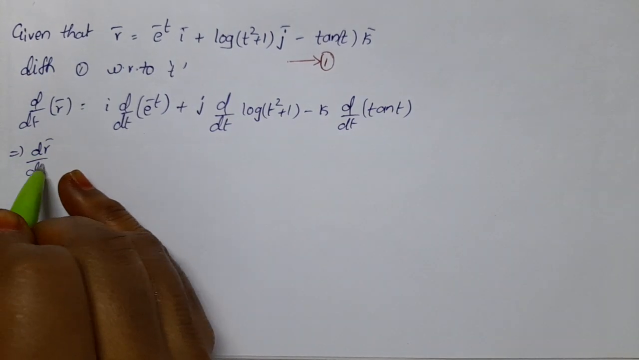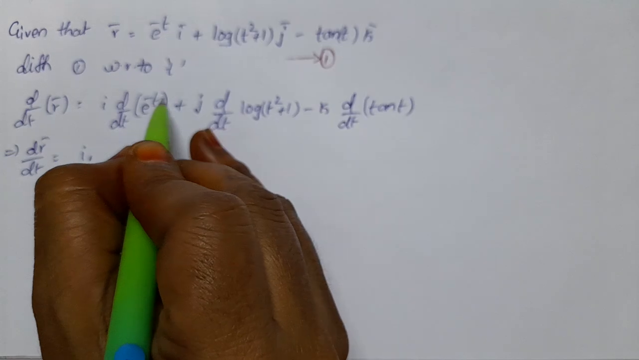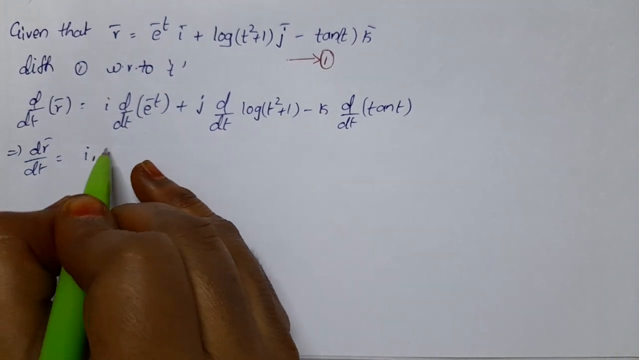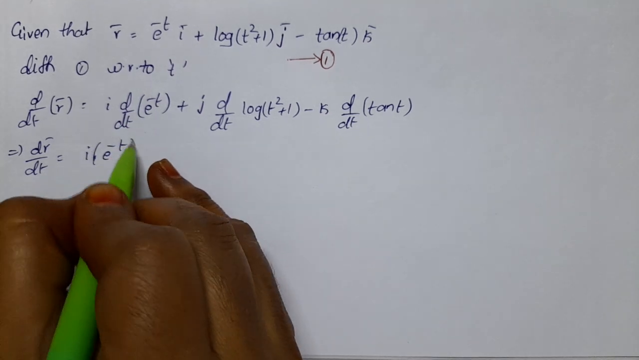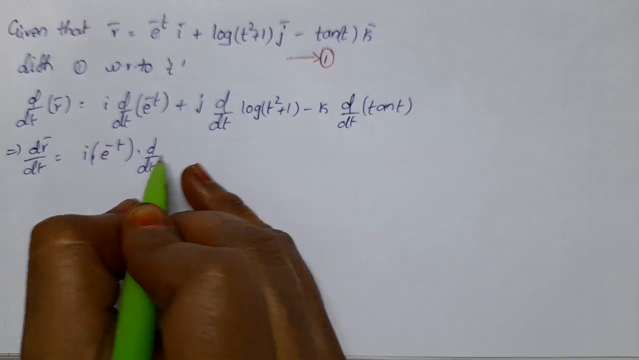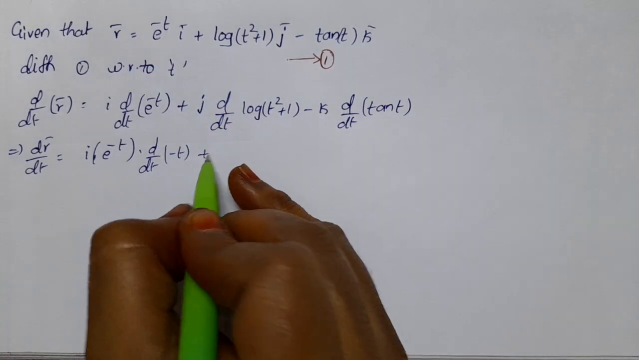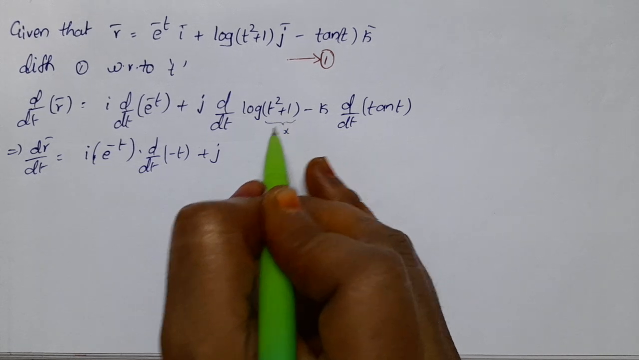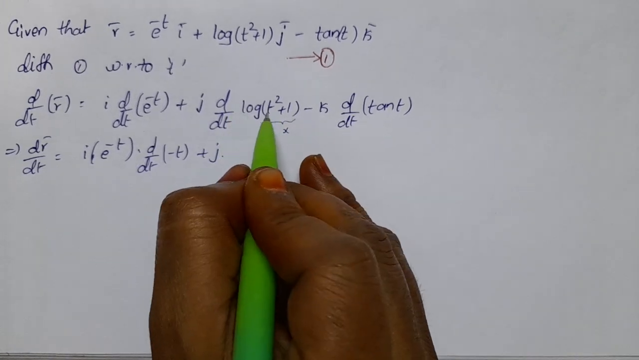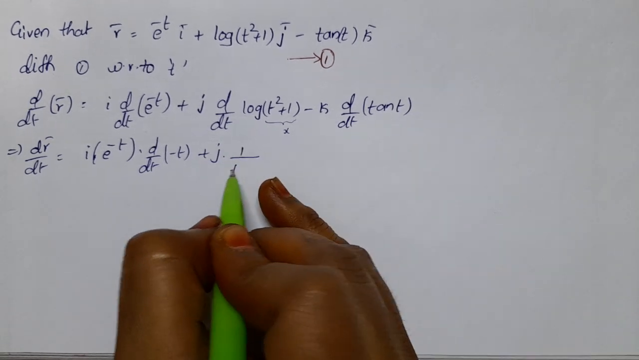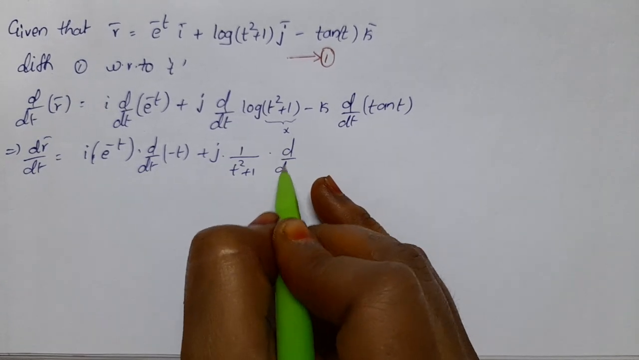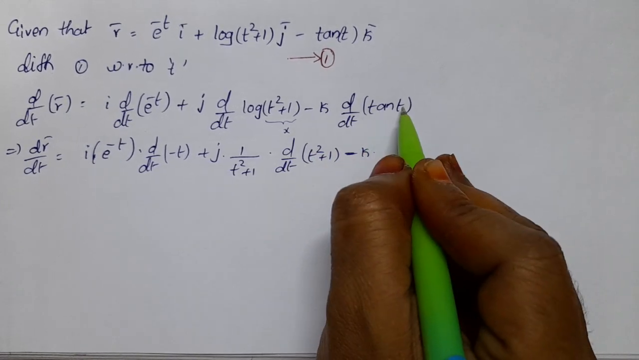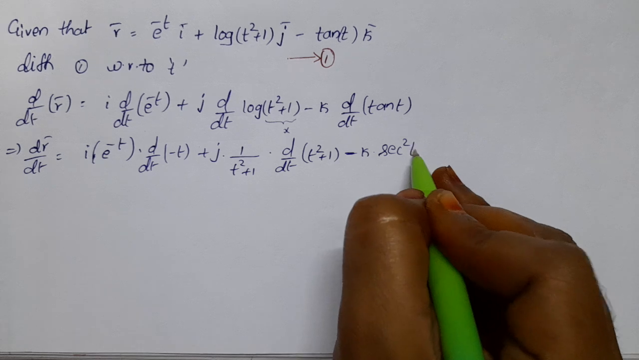dr bar by dt equals i times derivative of e power minus t. Since the derivative of e power x is e power x, the derivative of e power minus t is also e power minus t into the derivative of minus t. Plus j: this can be taken as log x. The derivative of log x is 1 by x. So the derivative of log of (t square plus 1) is 1 by (t square plus 1) into the derivative of t square plus 1. Minus k: the derivative of tan t is secant square t.